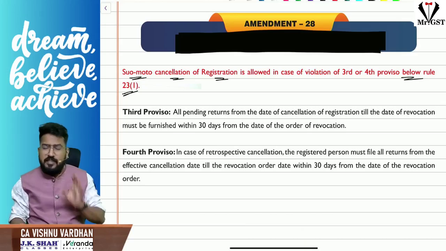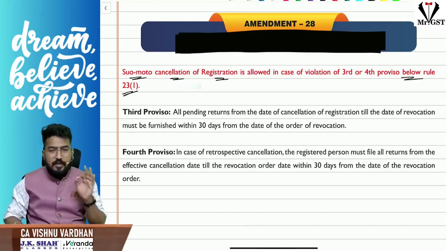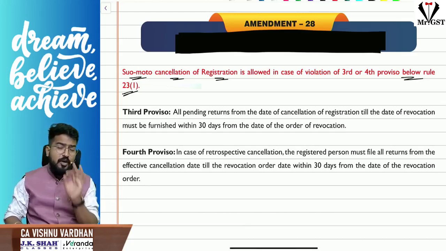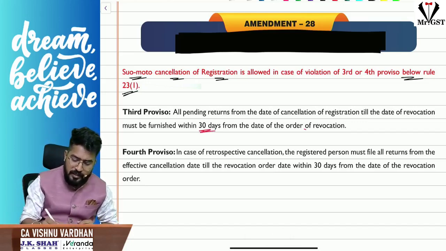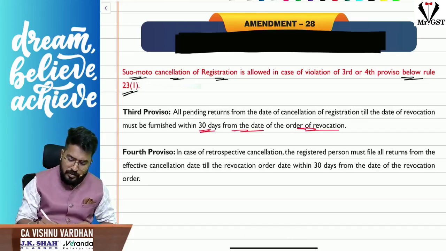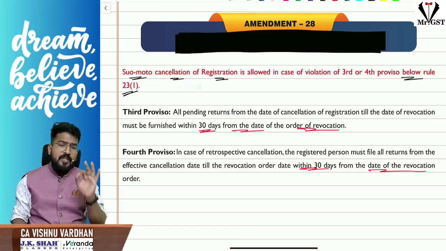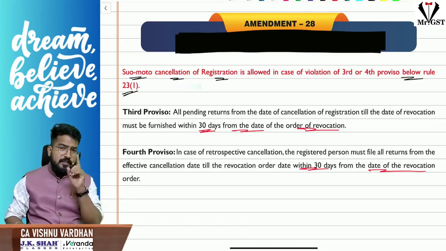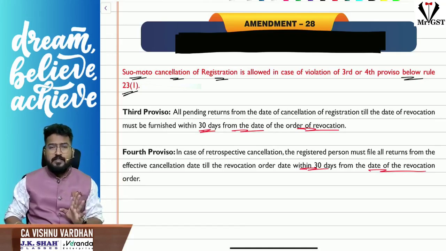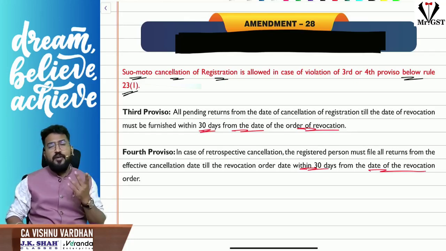What are these reasons? See, when you apply for revocation of cancellation of registration, they will revoke your cancellation, asking you to file all pending returns, correct? So all the pending returns should be filed within 30 days from the date of order of revocation. Whatever the pending returns are there, once the revocation order is given, within 30 days you should file all the pending returns. If you have not filed the pending returns, then your registration is liable for cancellation. Proper officer has the right to cancel the registration.